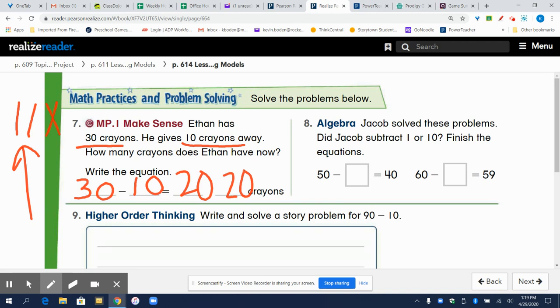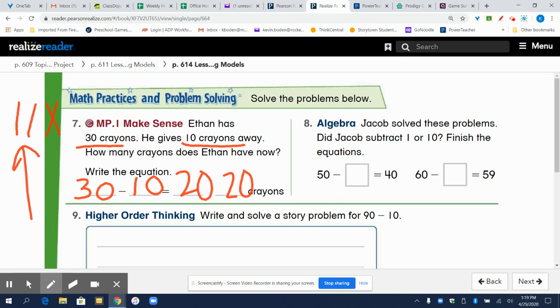Well done, good job. Ooh, number 8 is algebra, which means something that is very, very challenging that you're going to learn in 2nd, 3rd, 4th, 5th, 8th, 9th, high school, even college. Whew. Jacob. All right, let's read about Jacob. Jacob solved these problems. Did Jacob subtract 1 or 10? Finish the equations. Well, let's see.